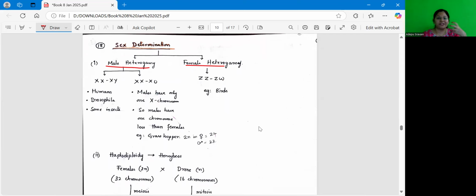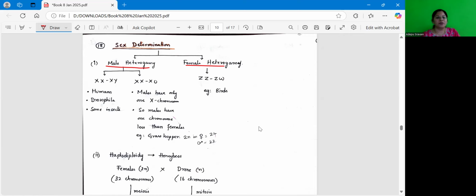Heterogamy means what? Hetero is different. When they produce gametes, we'll have different types of gametes. So a condition where an individual is producing two different types of gametes. If males are producing two different types of gametes, for example, humans: human male will produce sperms and eggs, but human female will produce only eggs. So this we already know. In our case, males are producing two different types of gametes, eggs and sperms, so we consider them as male heterogamy.